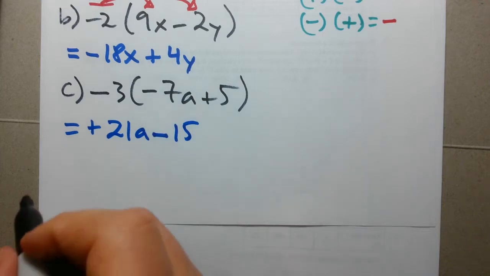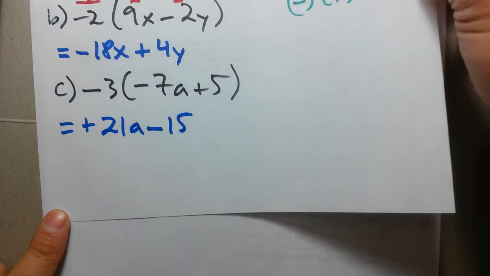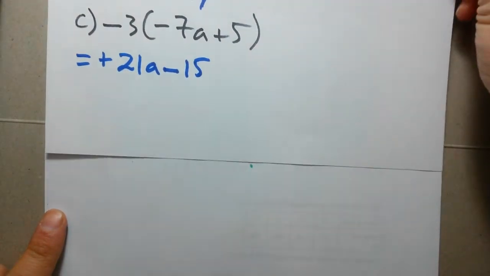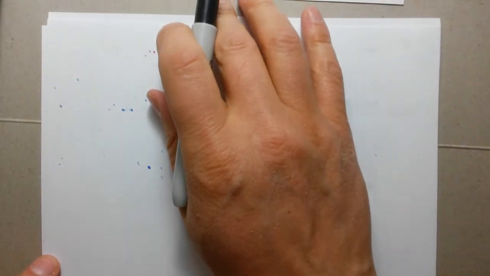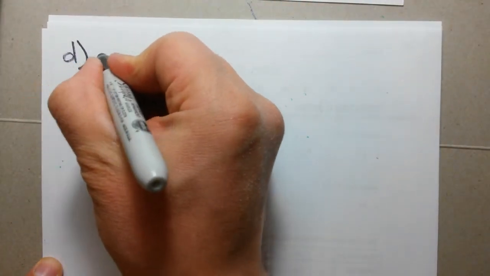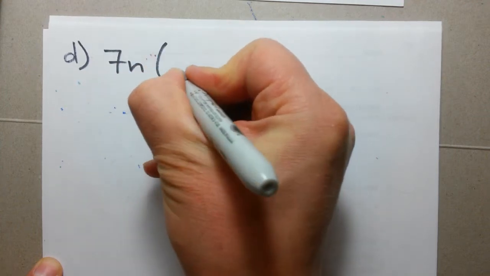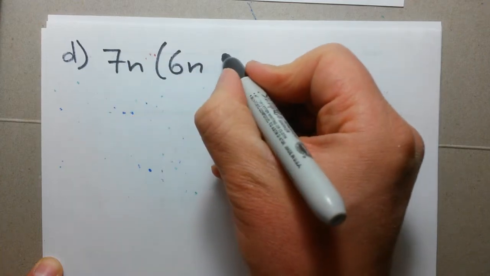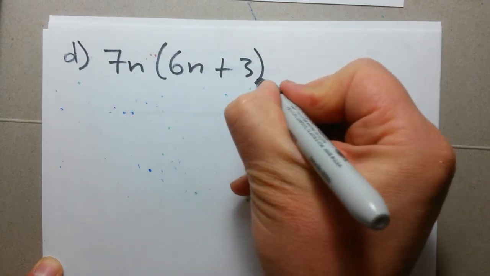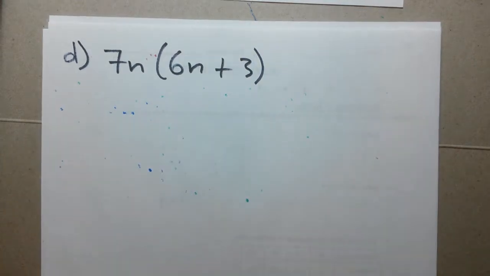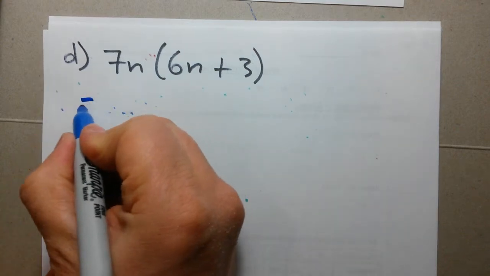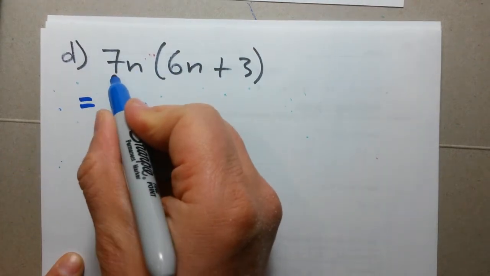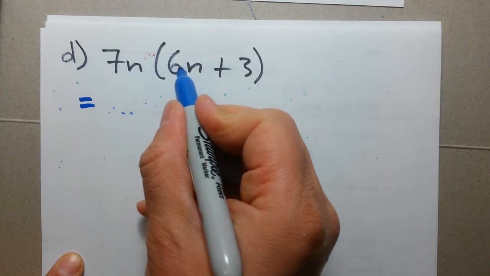Next, example D. Let's look at a couple more examples. Alright. Let's look at this example here. 7n, and this one has a variable, 7n, open bracket, times 6n plus 3. Once again, we take care of the signs. So we write positive times positive, positive, 7n times 6n.